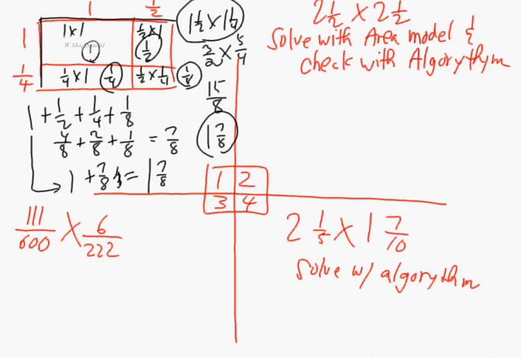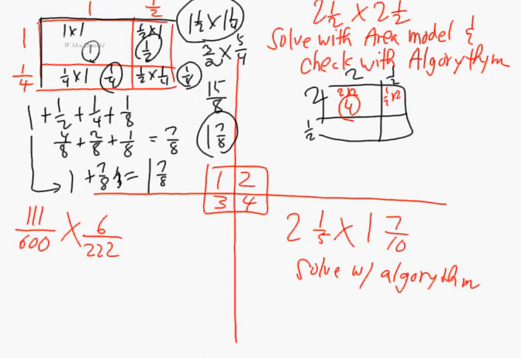Okay. The second question is solve with an area model. So I'm going to draw it real quick. I'm going to put 2 here and a half here. I'm going to change the color of my marker to red. This is 2 times 2, which is 4. This is a half times 2, which is, you all know, 1. This is a half times 2, which is 1. And this is a half times a half, which is a quarter.